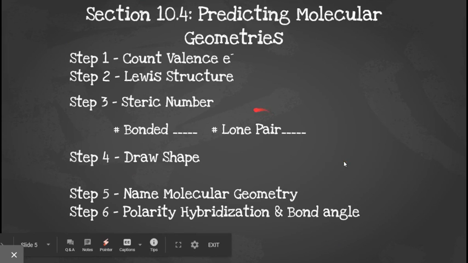Okay, so how do we use all of that to actually predict molecular geometries? There are quite a few steps, but once you get the hang of it, it's not too hard. You count up the valence electrons, you draw a Lewis structure, and you use the Lewis structure to figure out the steric number of the molecule, and then you're going to draw the shape, write the name of that shape, and next time we're going to get to polarity, hybridization, and bond angle.